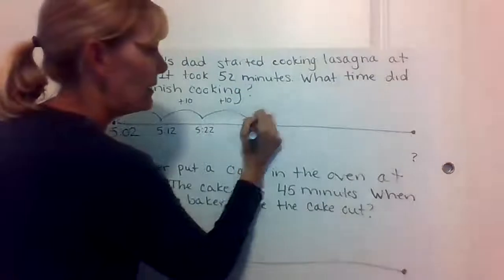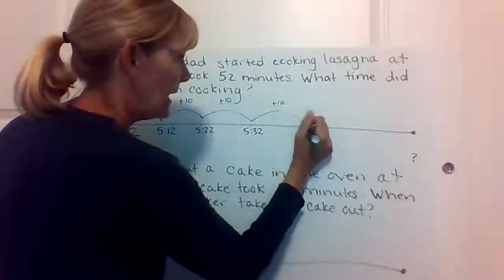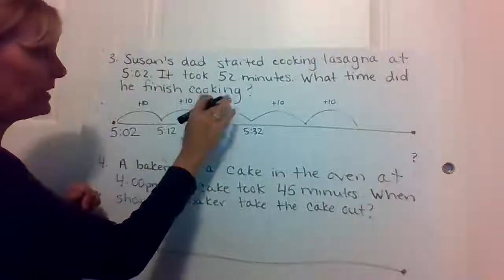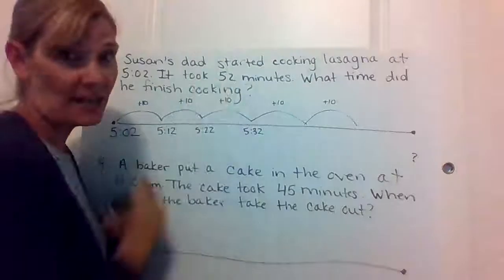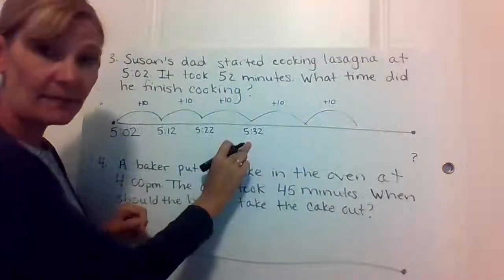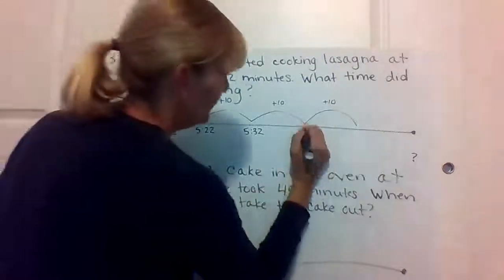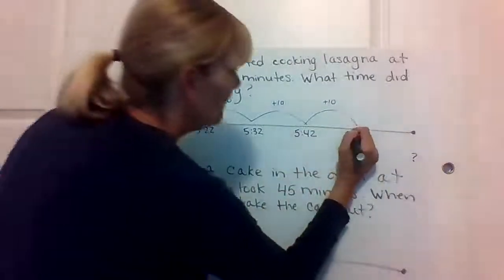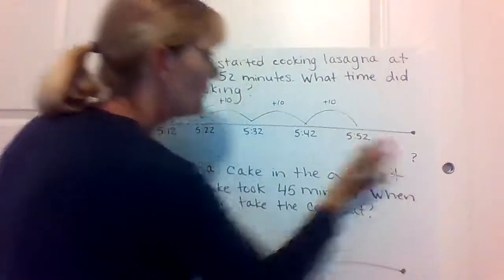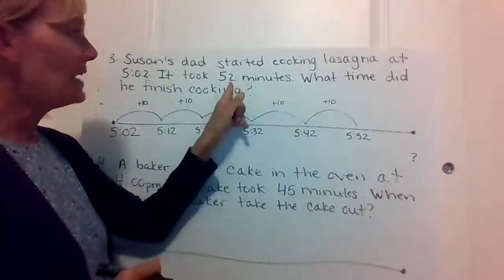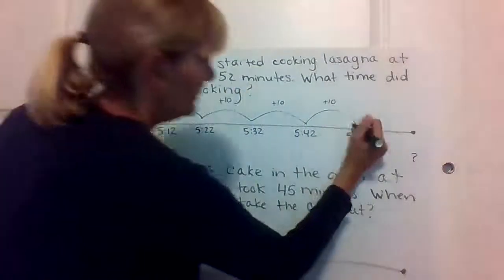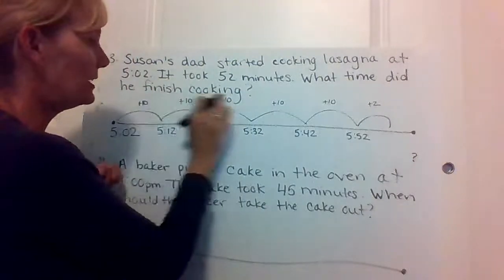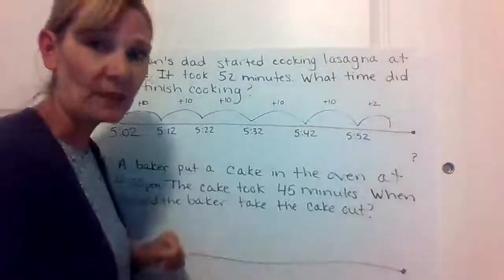So I'm going to add another 10, and then another 10, because that will be 10, 20, 30, 40, 50 minutes. So if I add another 10 to 5:32, I'm going to get to 5:42. And once I get to another one, that will be 5:52. So now I have 50 minutes, but I need to add 2 more minutes. So now I'm going to add my 2 minutes, because 10, 20, 30, 40, 50 plus 2 is 52 minutes.